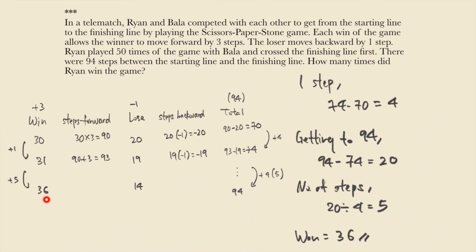30 plus 1 plus 5, that's 36. And that gets us 94 steps. How many times did Ryan win the game? The answer is 36. And this concludes Guess and Check.